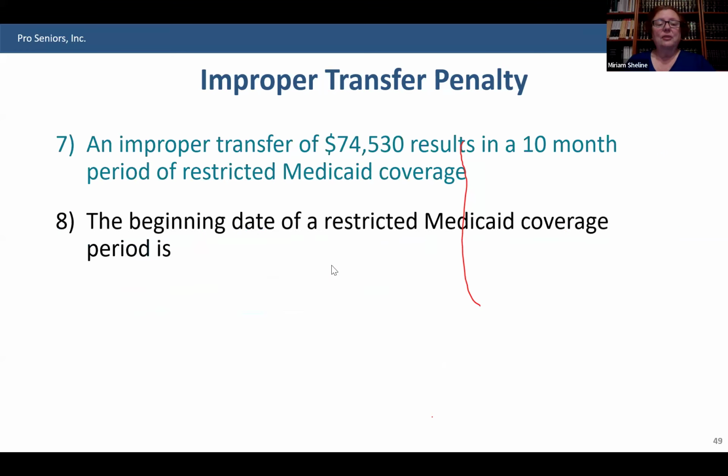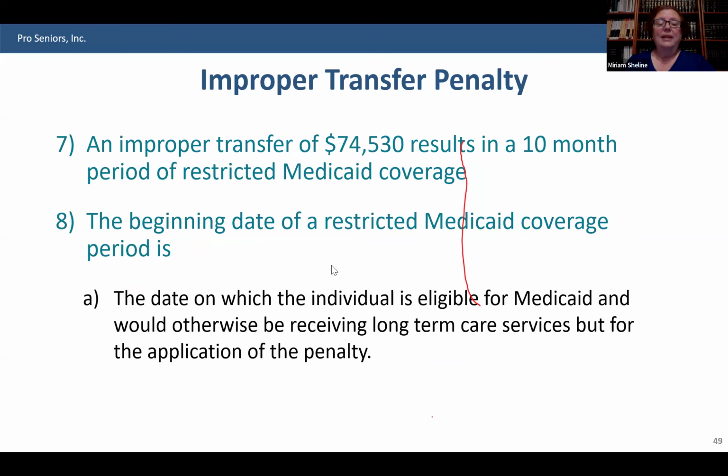Penalty starts when the individual is otherwise eligible for Medicaid and would be receiving long-term care services, but for the application of the penalty. If you transferred $74,530, you have 10 months of restricted Medicaid coverage that begins when you are otherwise eligible, i.e. your resources are down to $2,000 and your QIT income is, your income eligible and resource eligible, but for that transfer.